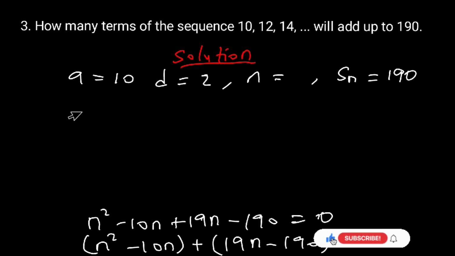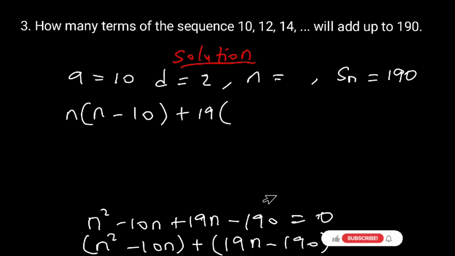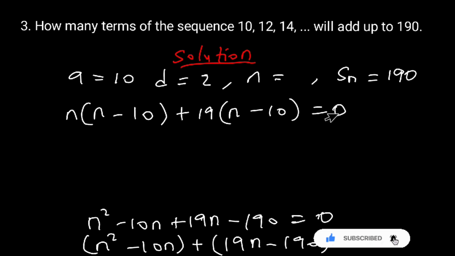So we have now this n squared minus 10n, something is common here, and that is n. So let's factor it out. We have n squared divided by n is n, minus 10n divided by n is 10. So we have plus, between 19n and 190 something is common, and that is 19. So we have 19n divided by 19 is n, then minus 190 divided by 19 is 10. So this is equals to 0.